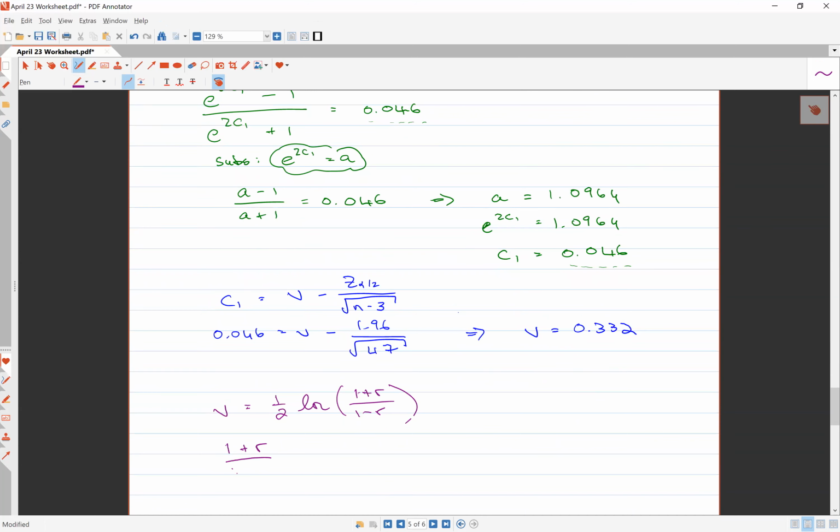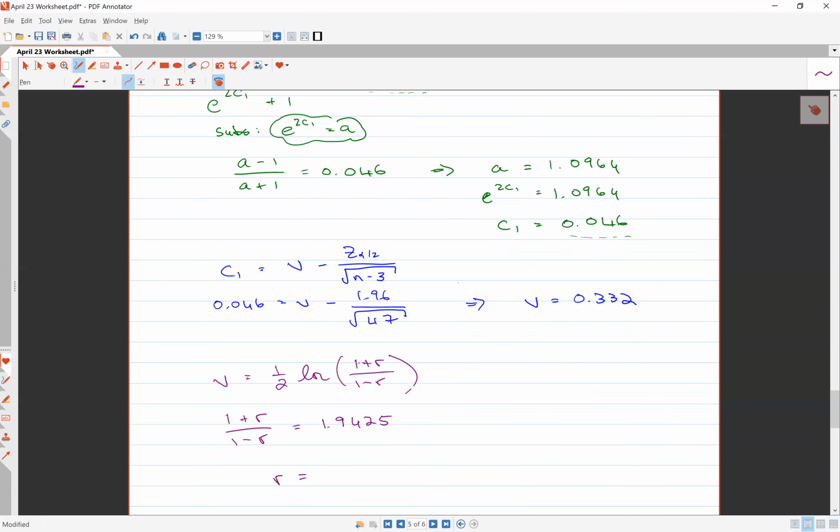So make sure you're comfortable again just going through the algebra here. If I take V, multiply by 2, take the exponent, that gives me that 1 plus r over 1 minus r is equal to 1.9425, and I can solve for r from that. You will get r is 0.32. So yeah, a little tedious here, but you can work backwards from confidence interval to the correlation coefficient.